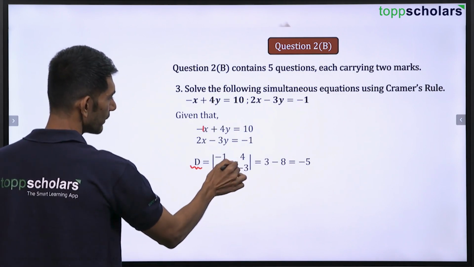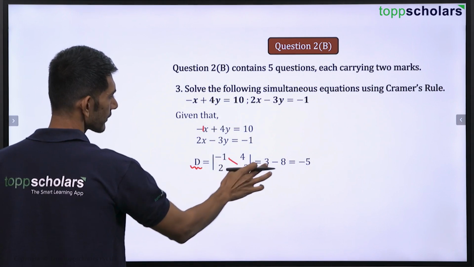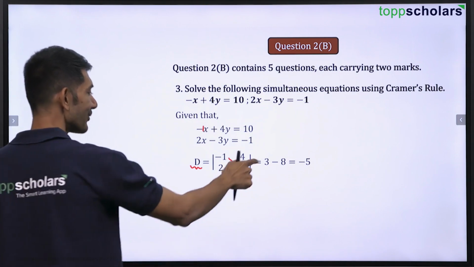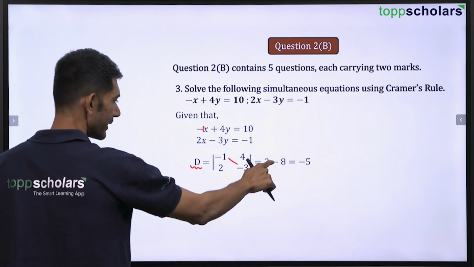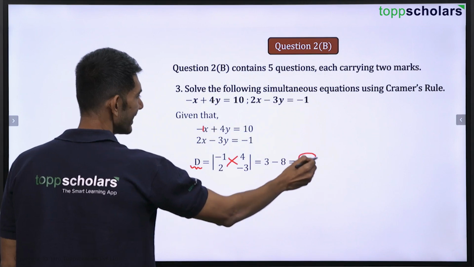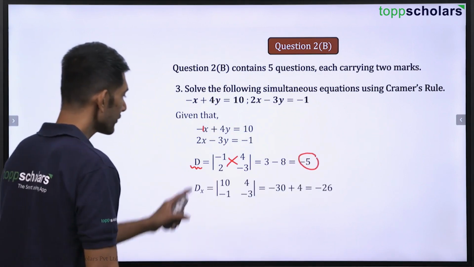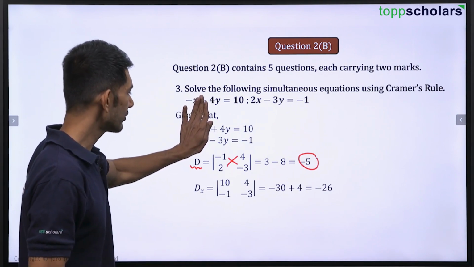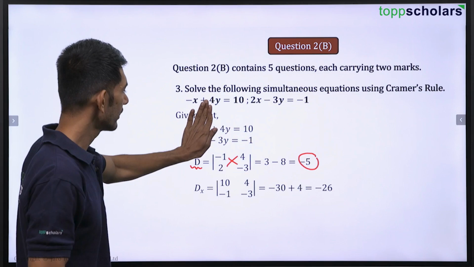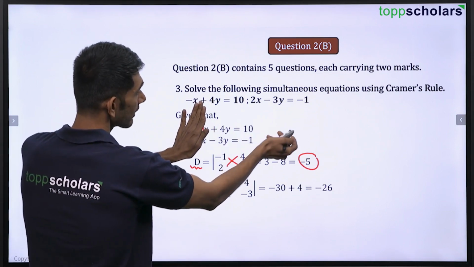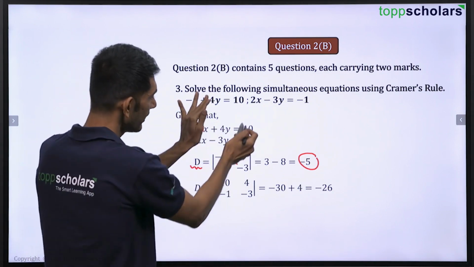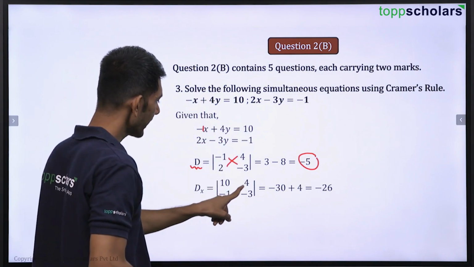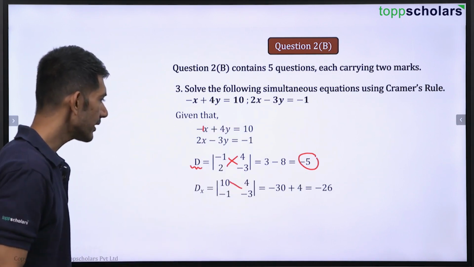And how do we get this? Cross multiply. Minus 3 into 1, minus 1, minus 3 into minus 1, positive 3. Then minus 4 into 2, minus 8. So you get D as minus 5. Now once you take Dx, this is very important. Once you take Dx, keep your hand like this. Remove x. Then start with the right part first, that is on the RHS. 10, minus 1, and then 4, minus 3. Then again 10 into minus 3, minus 30.